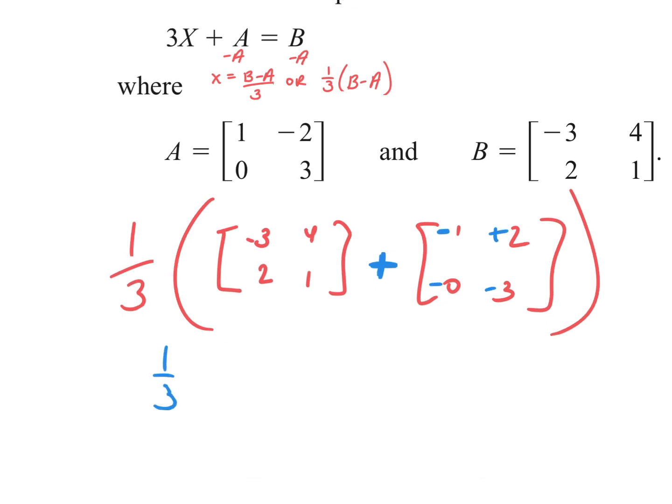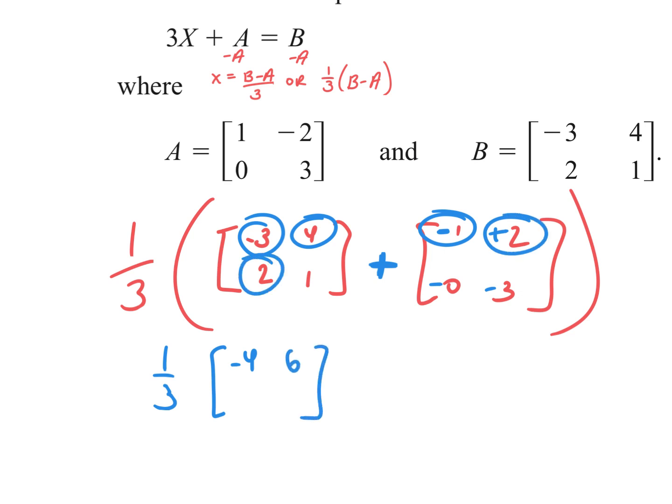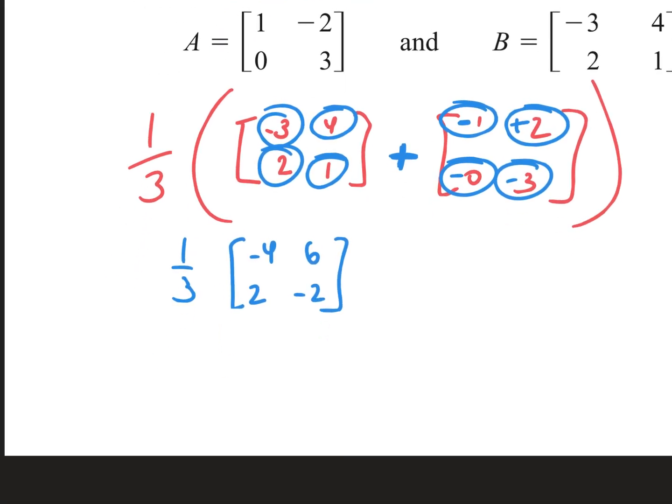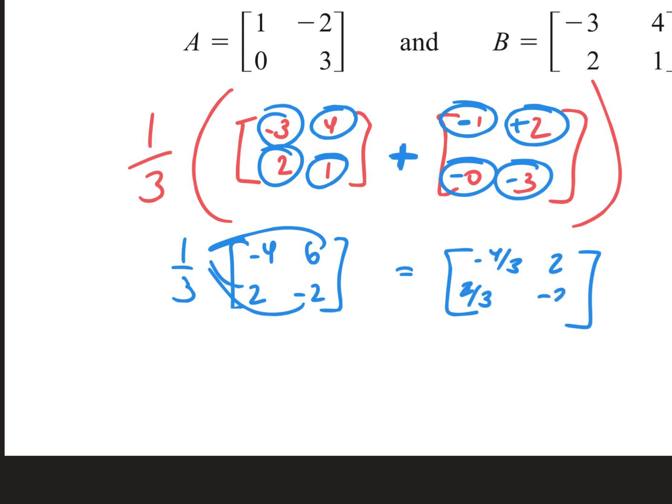So I have my 1/3 out here. What's negative 3 plus a negative 1? Negative 4. What's 4 plus 2? 6, good. 2 and 0. What kind of 2? Oh, it's because it's 0. And then 1 and negative 3? Negative 2. Now what do I do with the 1/3? I distribute it to everything. So this becomes negative 4 over 3. What's 6 times 1/3, or 6 divided by 3? 2. What's 1/3 times 2 is 2/3, right? And then 1/3 times negative 2 is negative 2/3. Anything you guys can't handle.